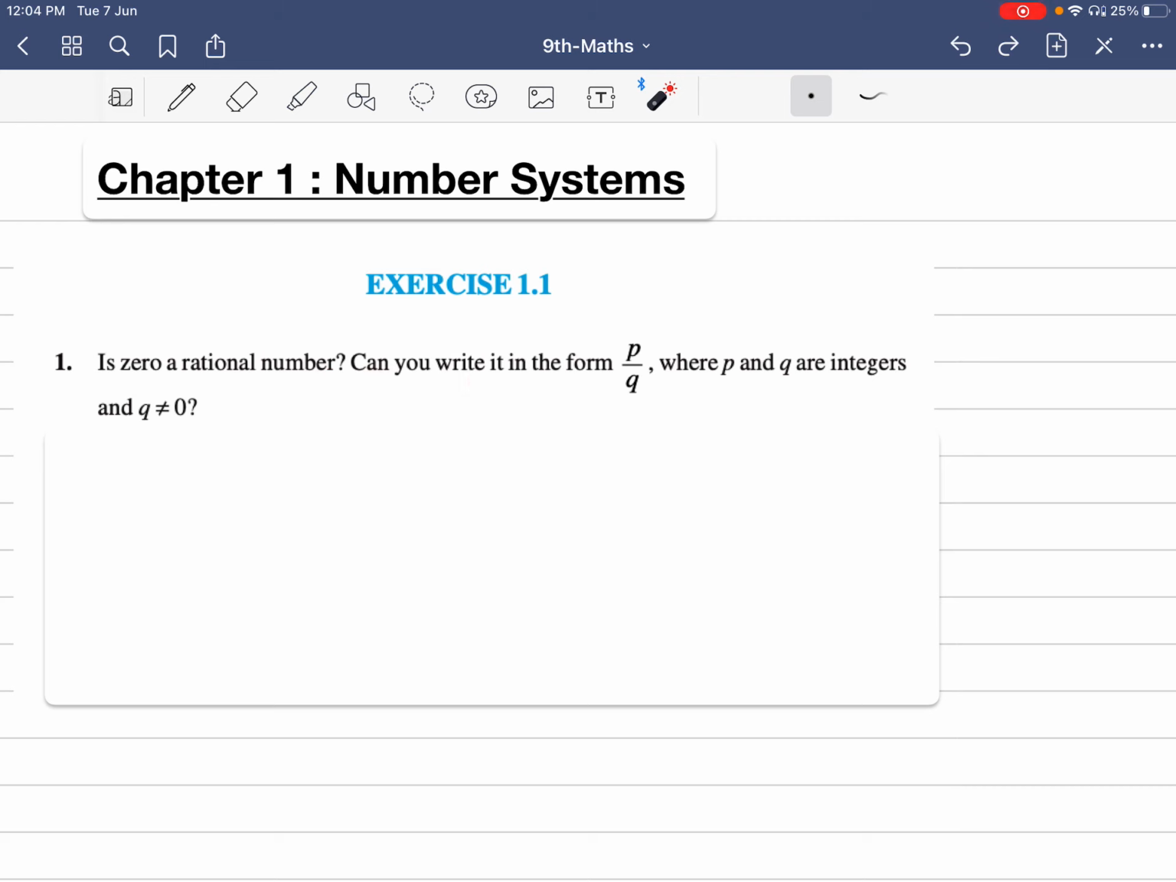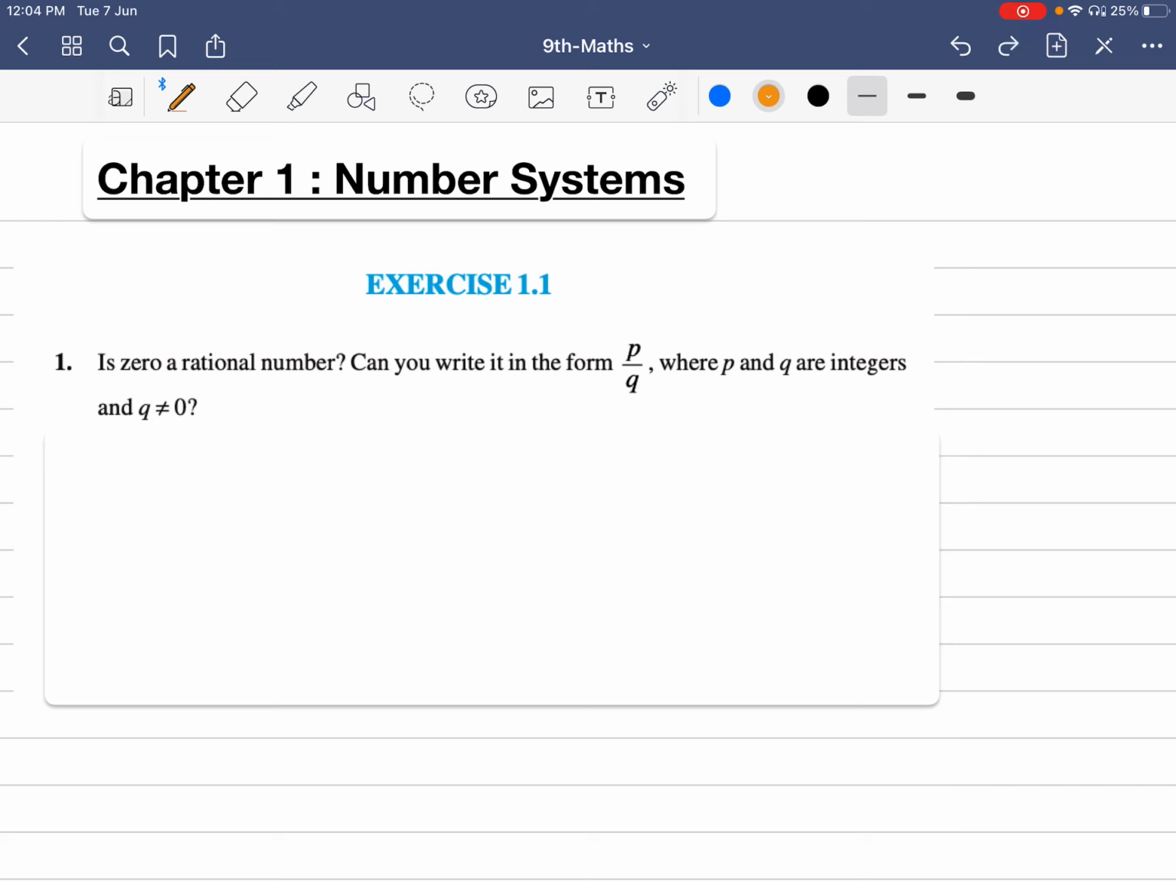Can you write it in the form p by q, where p and q are integers and q is not equal to 0? So we have to find whether 0 is a rational number or not. We all know that this is the definition of a rational number. If any number can be represented in the form of p by q, where p and q are integers and q is not equal to 0, then that is a rational number. In fact, that's the very definition of rational number. I'm just going to make a note of that.